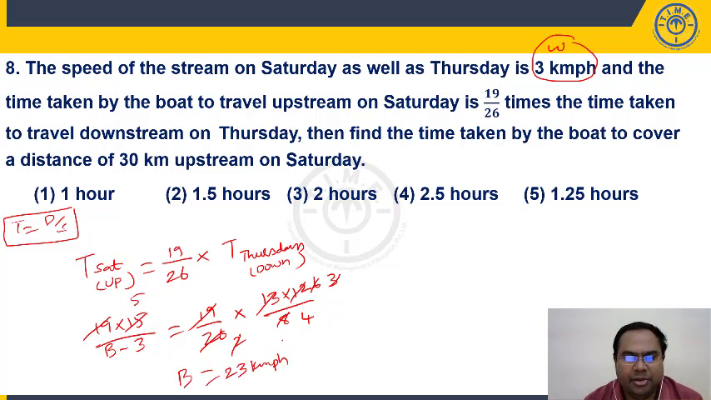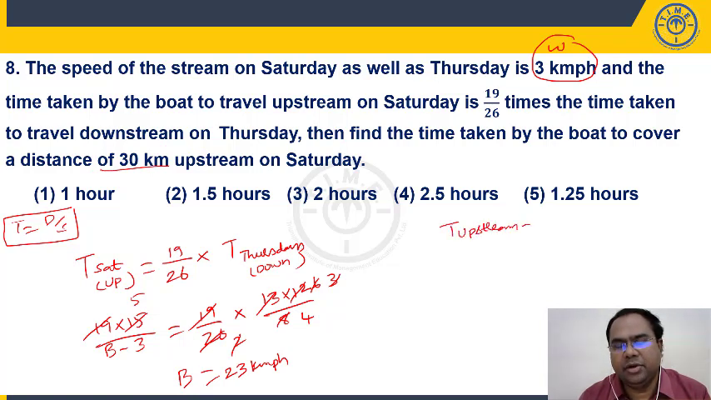This is the B value. But the question is not the B value. What is the question? Find the time taken by the boat to cover a distance of 30 kilometers upstream on Saturday. Time taken to cover upstream. Time is equal to distance by speed. So distance is 30 kilometers. Upstream means it is B minus W.